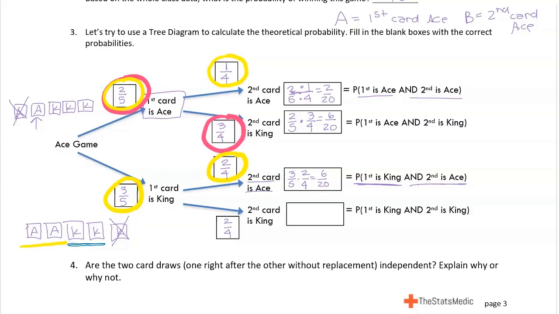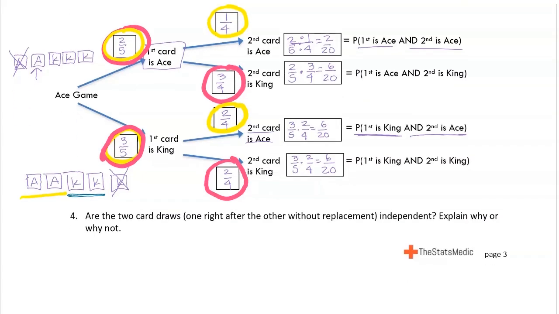Now I want to find the probability that the first card is a king and the second card is a king. So that's going to be 3/5 times 2/4. And this will be the same 6/20. The important thing to notice is that the probability of the second event changes based on whatever happened in the first event. So if an ace was drawn or if a king was drawn, that changes the probability for the second card. The last question says, are the 2 cards drawn one right after another without replacement independent or not? We already covered that. They are dependent because the sample space changes.